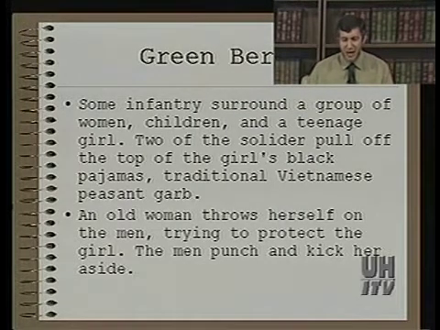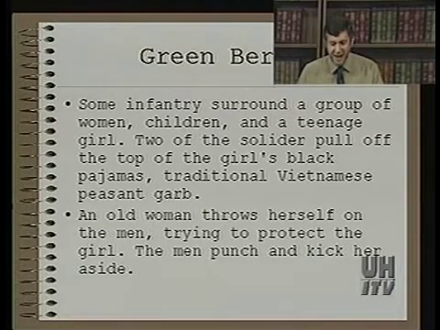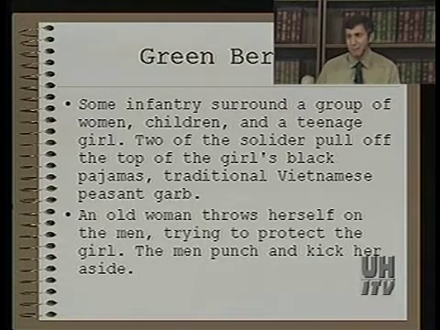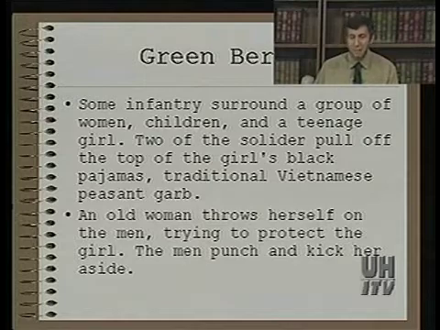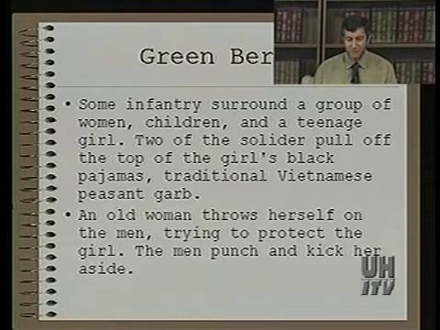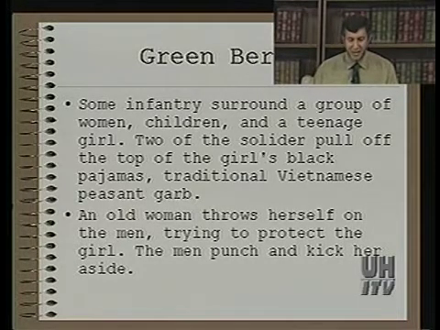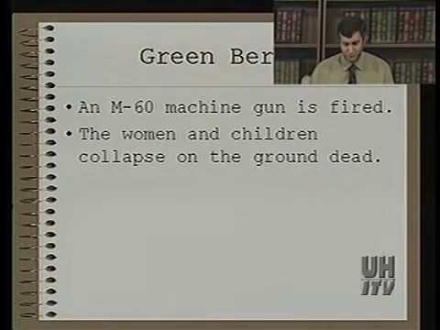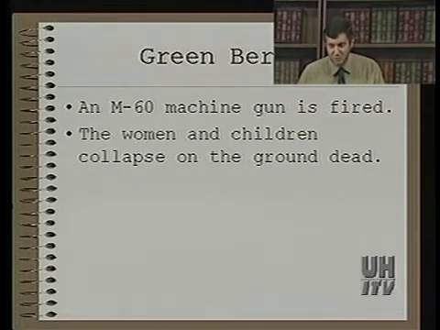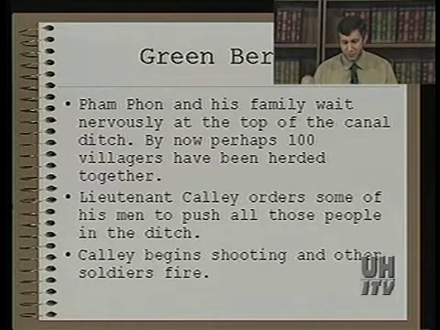Some infantry surround a group of women, children, and a teenage girl. Two of the soldiers pull back the top of the girl's black pajamas, traditional Vietnamese peasant garb. An old woman throws herself on the men, trying to protect the girl. The men punch and kick her aside. An M60 machine gun is fired. The women and children collapse on the ground.